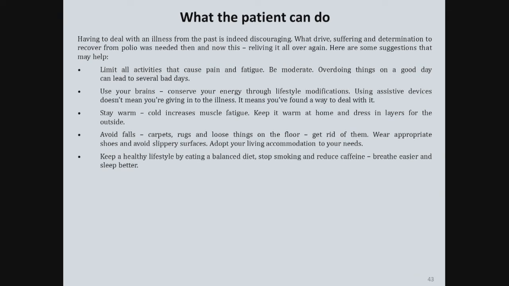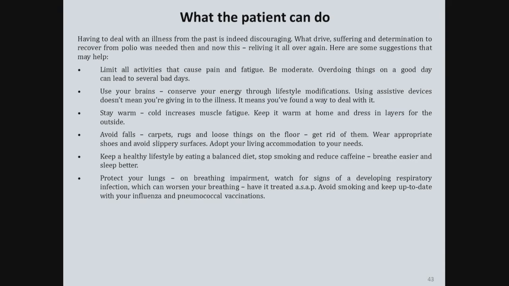Keep a healthy lifestyle by eating a balanced diet. Stop smoking and reduce caffeine. Breathe easier and sleep better. Protect your lungs. On breathing impairment, watch for signs of a developing respiratory infection, which can worsen your breathing. Have it treated as soon as possible. Avoid smoking and keep up to date with your influenza and pneumococcal vaccinations.